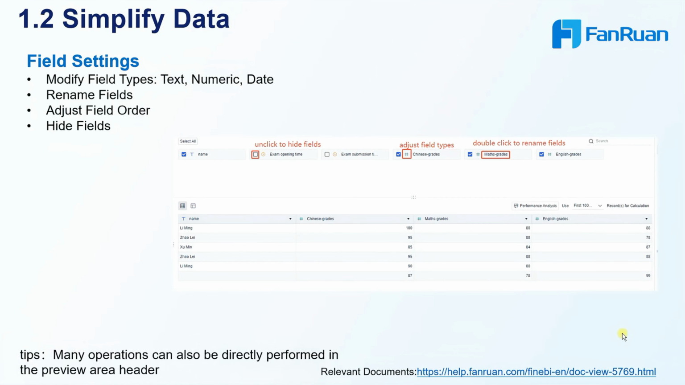Simplifying data mainly consists of field settings, removing duplicate rows, and handling null values. Field settings are quite simple. Let's take a look at what can be done.